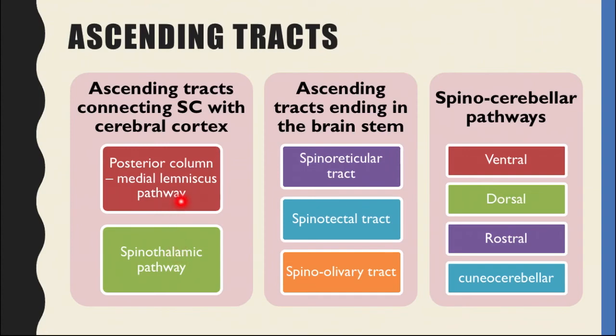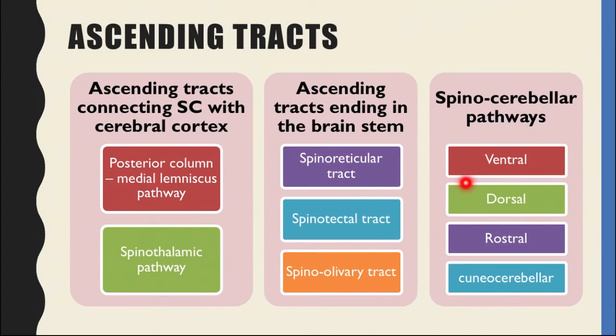The second one is the posterior column. Call it either posterior column or dorsal column, because the dorsal part is the posterior one. These are one and the same thing. Now, the tracts which start from the spine and end in the brainstem: depending on where exactly they end, if they end in the reticular formation, they are called spino-reticular tract. If they end at the tectum, they are called spinotectal tract. If they end in the olive, they are called spino-olivary tract.